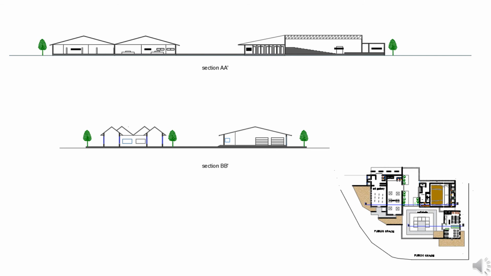So these are the sections. The first section is cut from the art gallery, museum and the auditorium, and the second section is cut from the cafeteria space and the library.